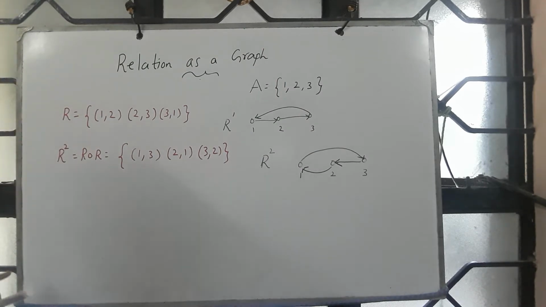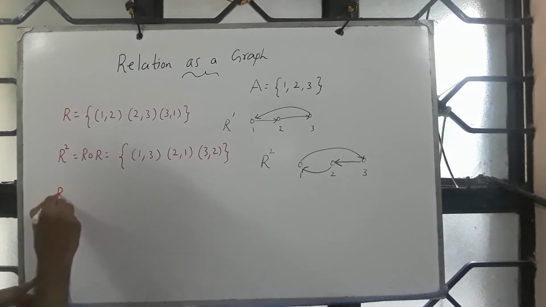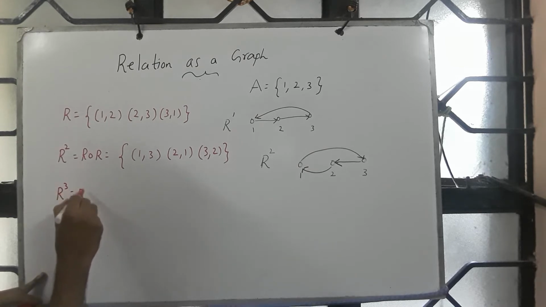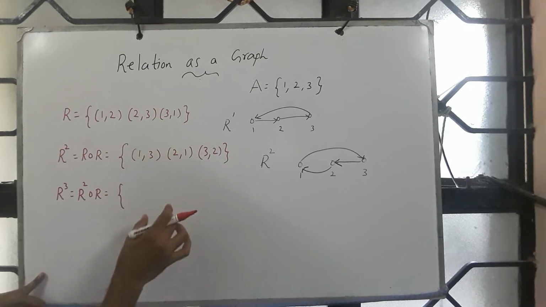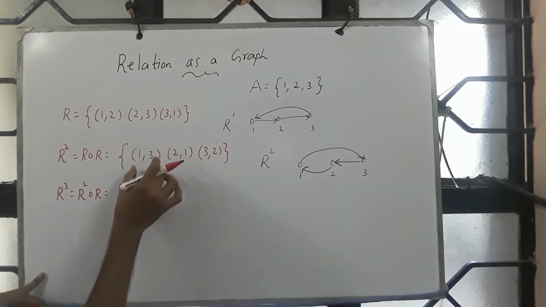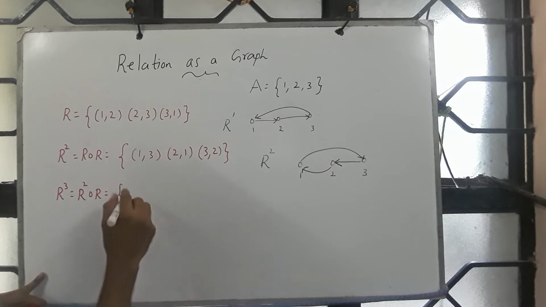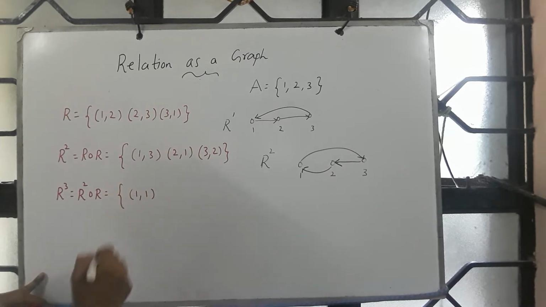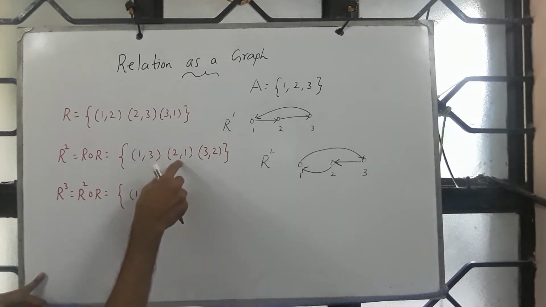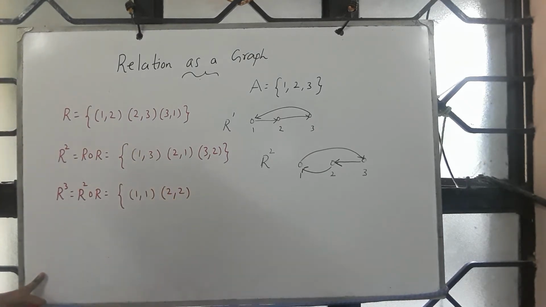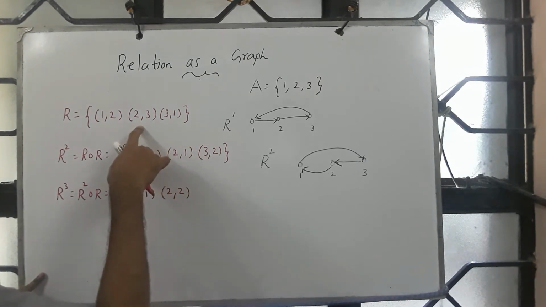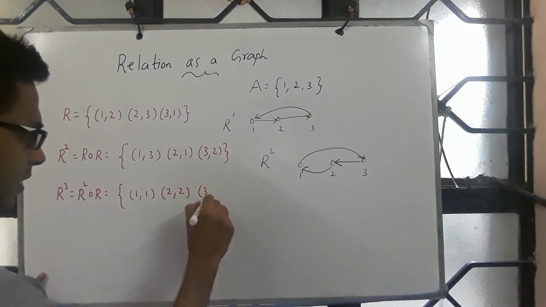Correct? Then we looked at something called R cube, which is R square composition R. This consists of (a, b) from here, (b, c) from here, therefore (a, c) here. So from (1, 3), (3, 1), you see (1, 1). From (2, 1), (1, 2), you see (2, 2). From (3, 2), (2, 3), you see (3, 3).